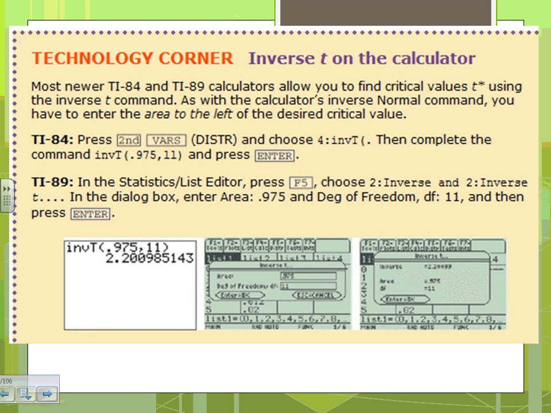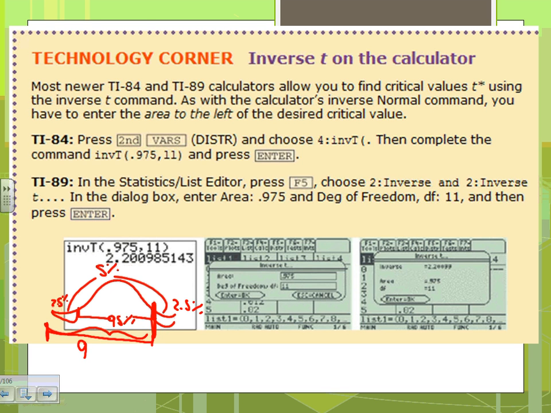Now, you can also find your critical value in your calculator. If I have a 95% confidence interval, then how much is left in the tails? Well, that would be 5%. So when I'm doing an inverse t, that would be 2.5% and 2.5%. So all the way from here up, I've got 97.5% covered. If I want to find that t value, then when I do my inverse t, you can go second vars, and inverse t is number 4.